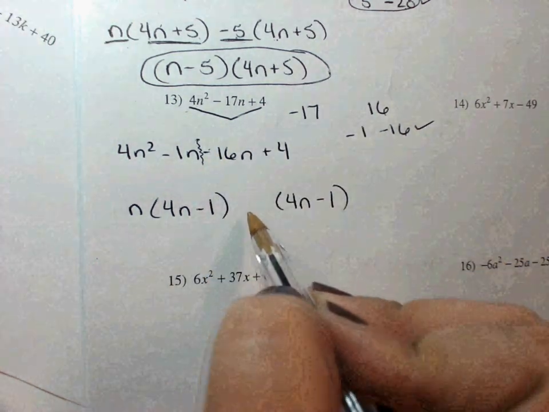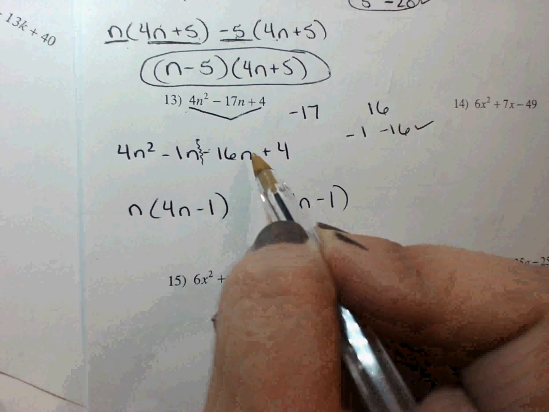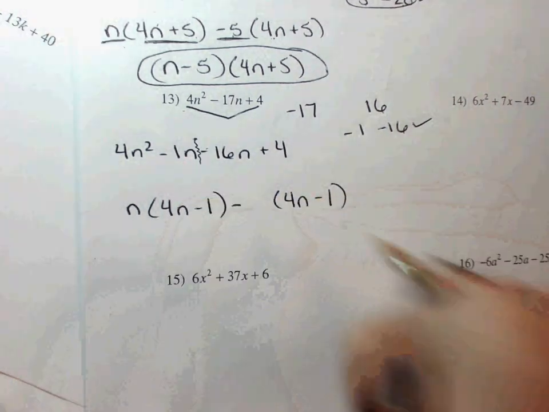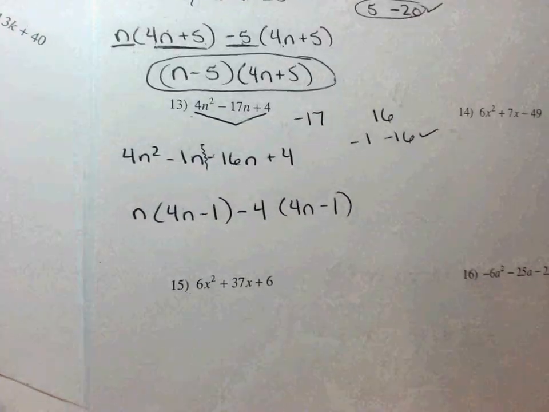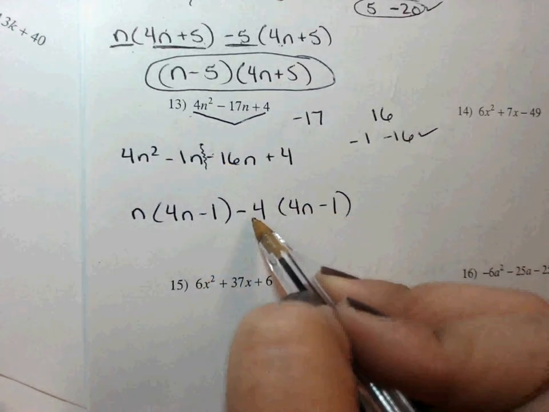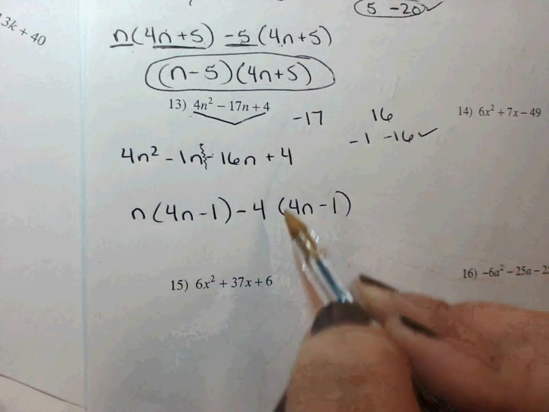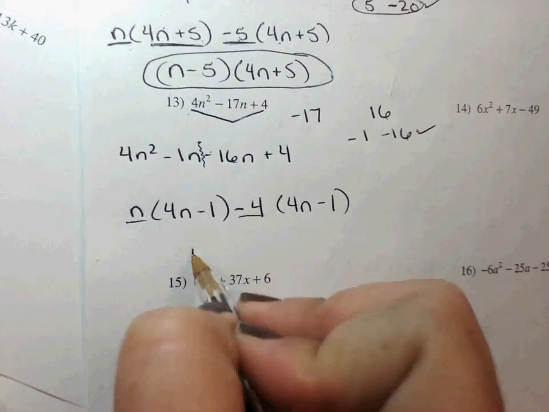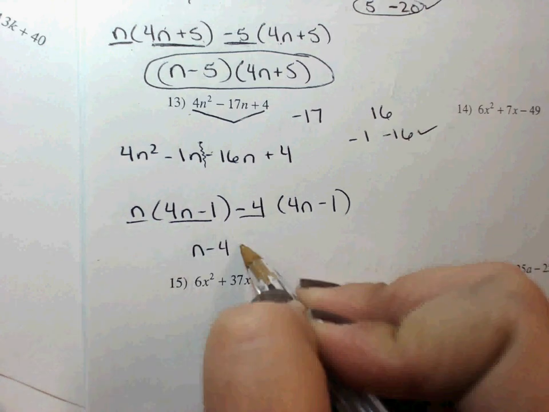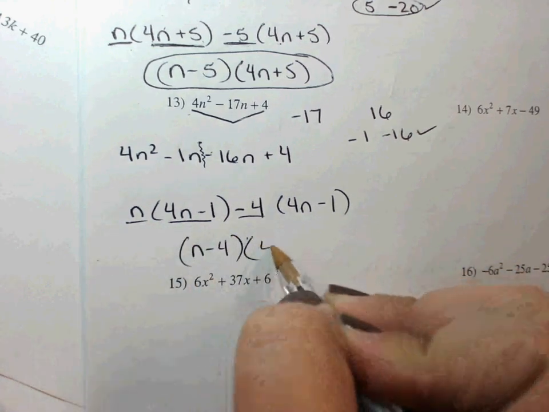You have a negative 16 and a positive 4. To flip their signs, they both have to be divided by a negative, and that negative is 4. Negative 16 divided by negative 4 is positive 4. 4 divided by negative 4 is negative 1. You combine these together. This would be your second factor.